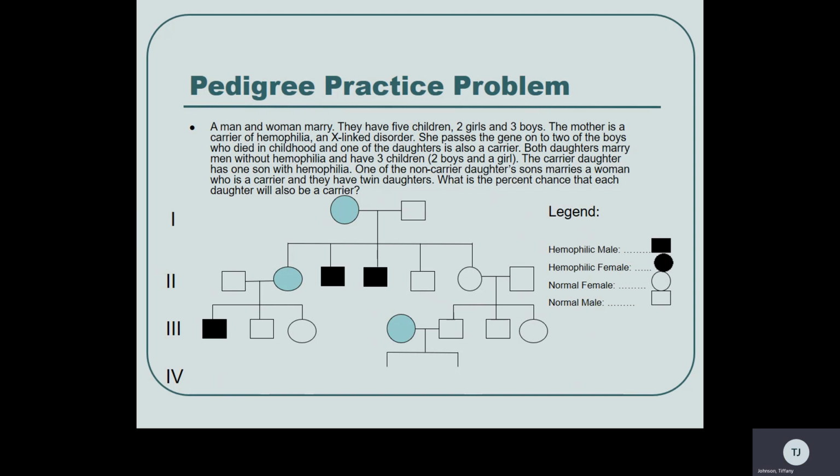Over here you have a non-carrier daughter, so she's X big H, X little h, and one of her sons, he's X big H, Y, marries a woman who's a carrier. And it asks, if you have twin daughters, what percent chance is there that each daughter will also be a carrier? Okay, so she's a carrier, she's X big H, X little h, but he's X big H, Y. So we're wondering, what are the chances of the children, the girls, the twins, being carriers?